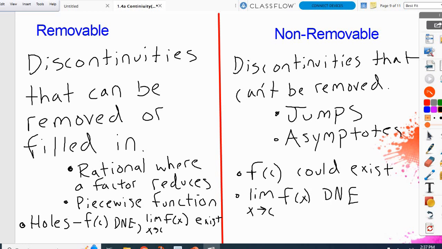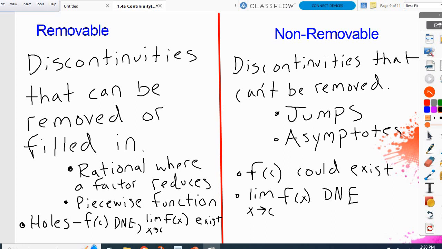Okay. So on your homework, it will ask you to label some of the discontinuities as removable or non-removable. Now, on a test or the AP test, I don't think I've ever seen any question where it asks you to label it as removable or non-removable, but basically it just helps us to kind of think about what the outcome is.